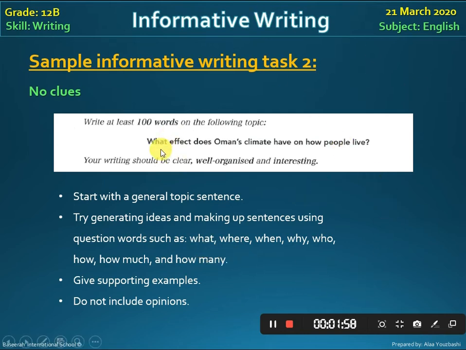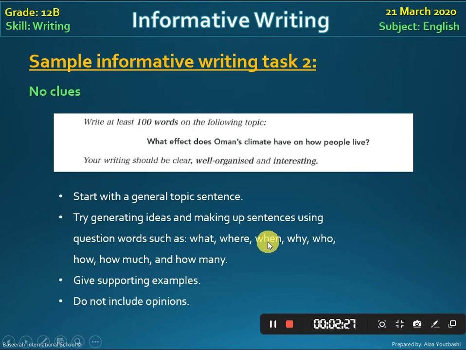For example, here I can ask myself the question, what is the weather like in Oman? I can talk about the weather in the four seasons: what's the weather like in summer, in autumn, in winter, in spring. I can talk about is it rainy, is it snowy, do we have snow in Oman, is it dry, is it hot, is it cool, is it warm, is it dusty, foggy. I can use a lot of words to describe how the weather is in Oman.